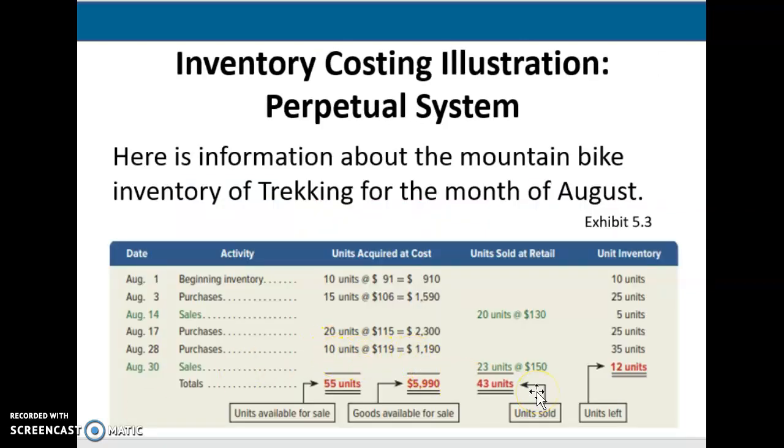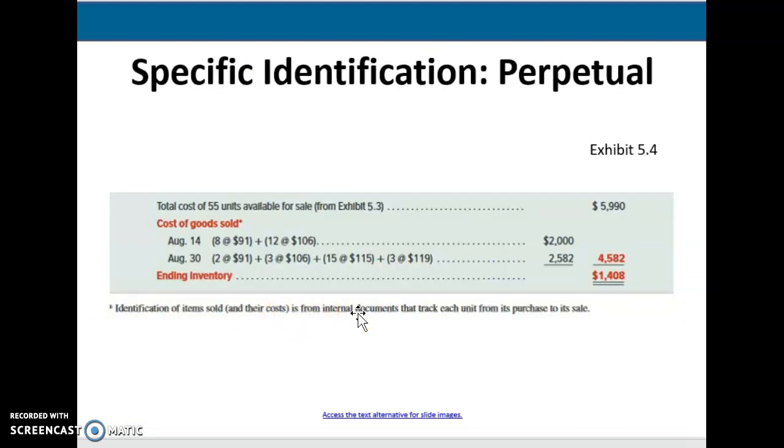Here is an example of a perpetual costing system. We've got our beginning inventory, units acquired at cost, our purchases, and then our sales, purchases again, so our units available for sale, goods available for sale, units sold, and our units left. And we need to determine how we value both the cost and that ending inventory.